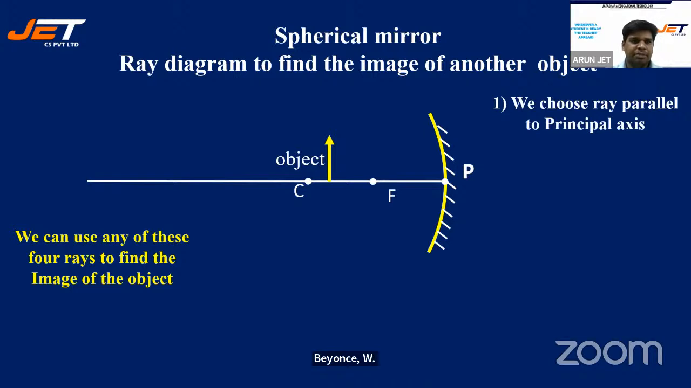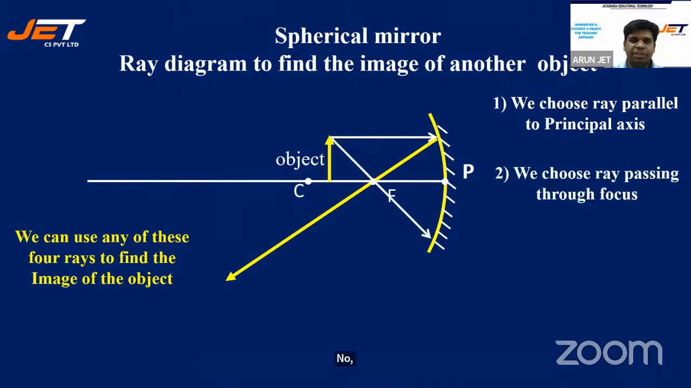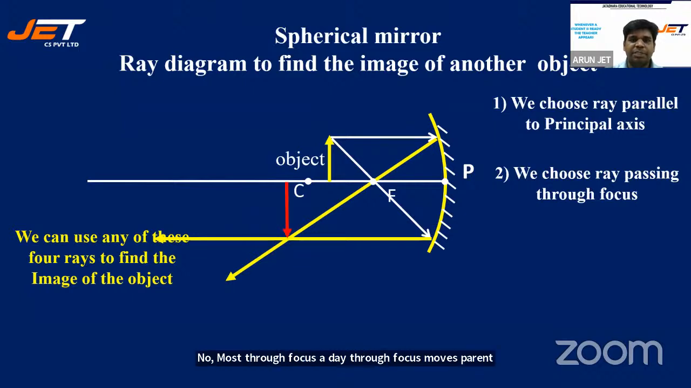All right. Yes, Shiv Ramakrishna, that's right. Beyond C, right, Pavani? Now, a ray parallel to the principal axis moves through the focus. A ray through the focus moves parallel to the principal axis after reflection. Of course, here is the image formed. The image is now magnified. Inverted and magnified, a real image is formed.